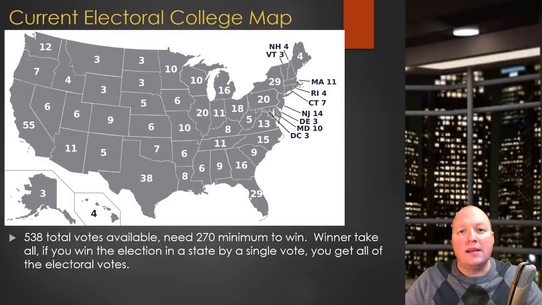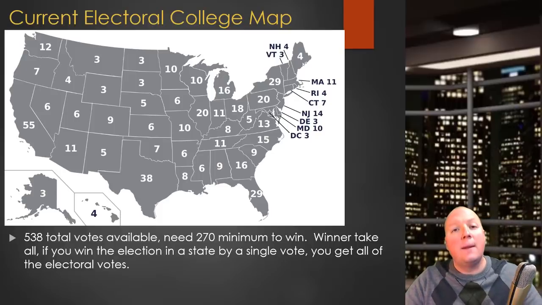What we have here is the current Electoral College map in the United States. So we have 50 states plus Washington, D.C., and on top of each one of those states you'll see a number. And that number equals the number of electoral votes each state has. That number is determined by taking the number of representatives they have in the U.S. House of Representatives plus the number of senators they have in the U.S. Senate. Now, every state has 2 senators, so this math is actually pretty easy to do.